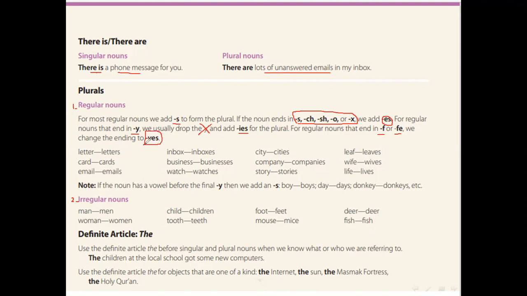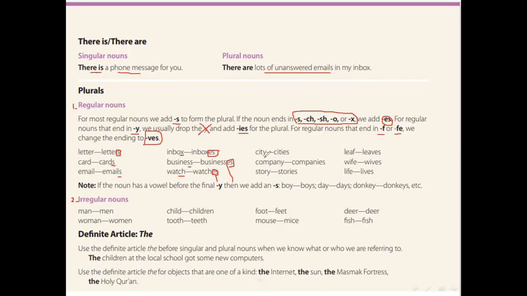Okay, is it clear? For example, for regular nouns, letters, we just add s. Card, cards. Email, emails. It's regular nouns. Inbox, pay attention. This noun ends in x or double s or ch or sh. So we add, excellent, we add es. We add what? Es. Perfect, my dear student. Like inbox, inboxes. Business, businesses. Watch, watches.